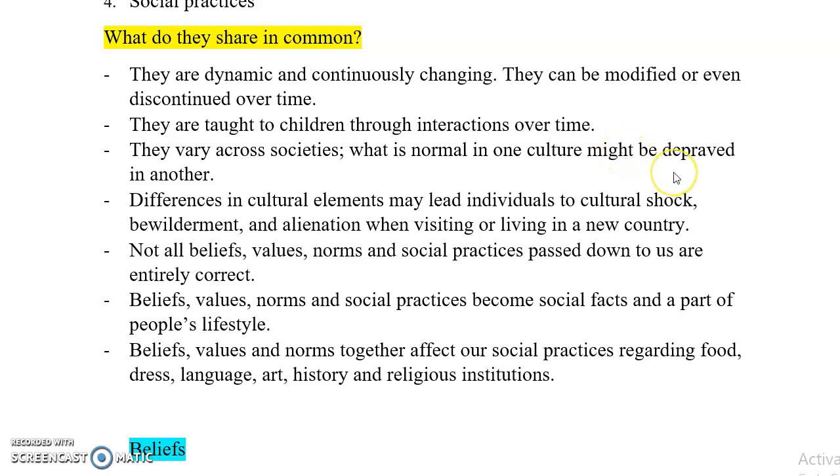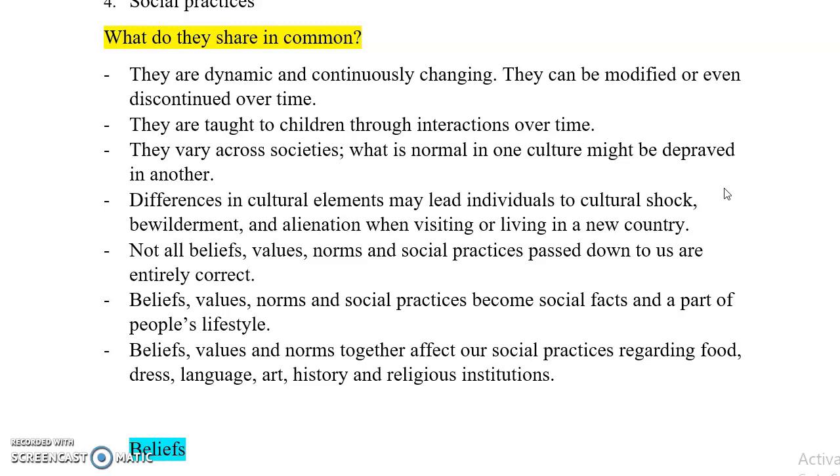The third point is that they vary across societies. What is normal in one culture might be depraved in another. So what is acceptable in some societies will not be acceptable in other societies. I'll give you an example.